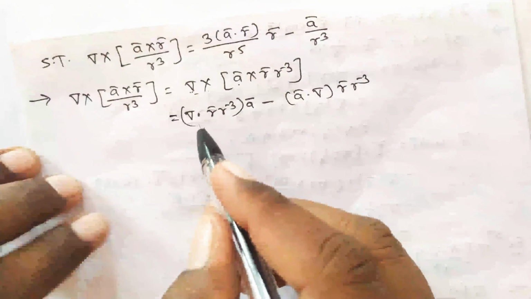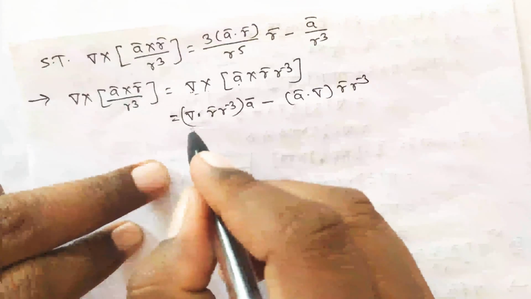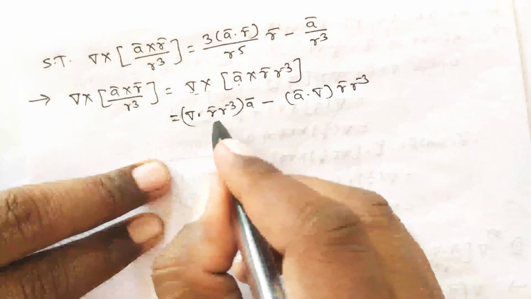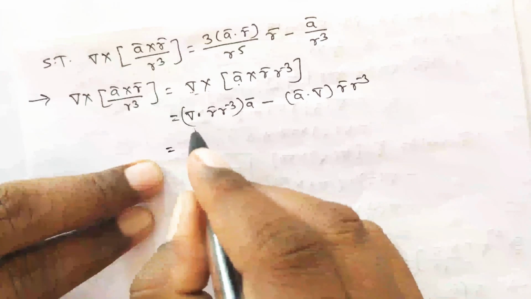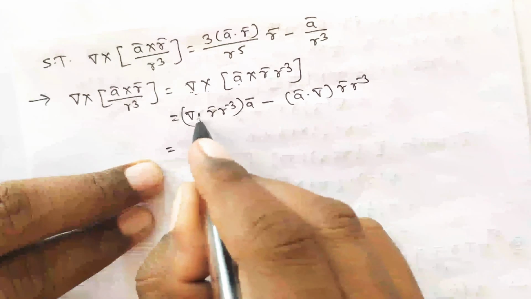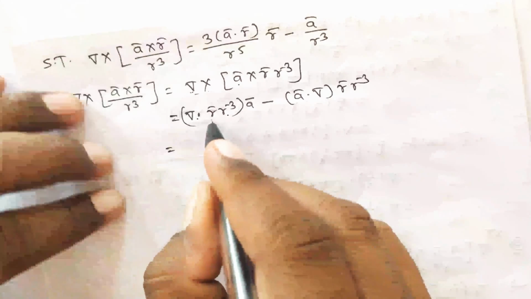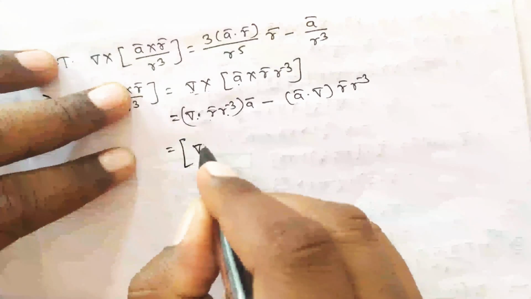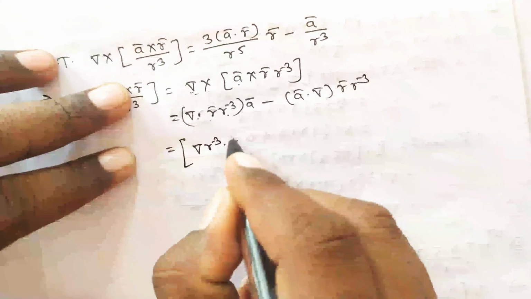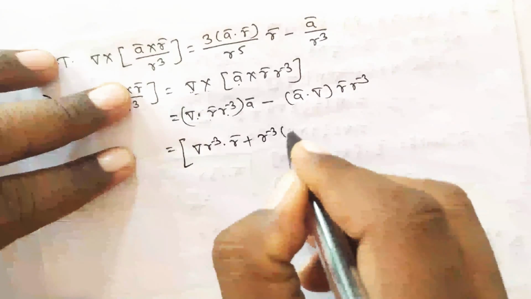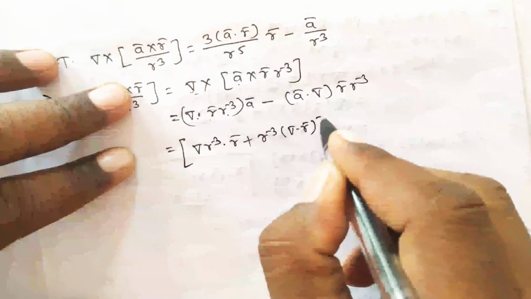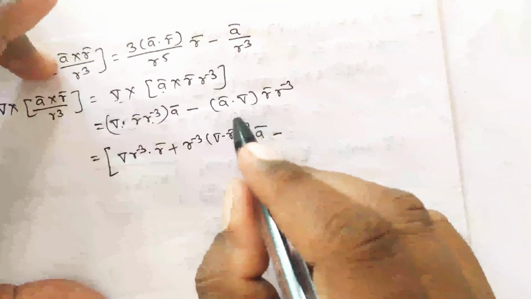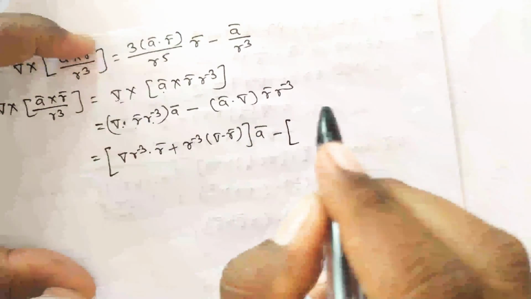So we will solve the first and second terms separately. In the first term, a bar is outside. What about the bracket? In the bracket, del dot r bar into r raised to minus 3, we have to use identity number 1, that is del dot phi u bar, because r raised to minus 3 is a scalar and r bar is a vector. So del dot phi u bar is equal to del phi, that is del of r raised to minus 3, dot r bar, plus phi, r raised to minus 3, into del dot r bar, into this a bar as it is. Okay, so this is the first term. Now for the second term, we can write it separately.